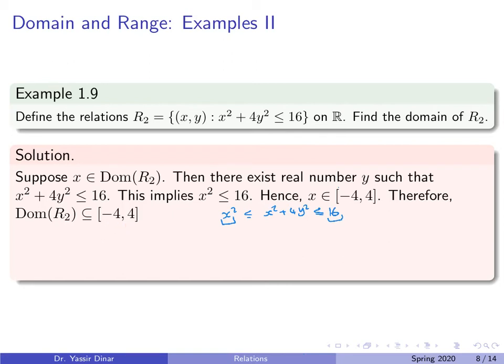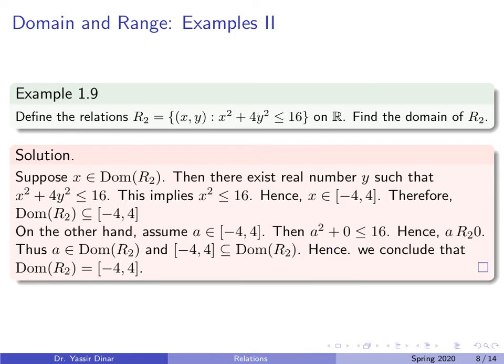Now the question is: is any element in the interval also an element in the domain of R2? So we take an element a in the range from -4 to 4. And we notice that if I take any element in this range, then a squared will be less than or equal to 16. And so a squared plus 0 is less than or equal to 16. And that means a is related to 0 under this relation R2.